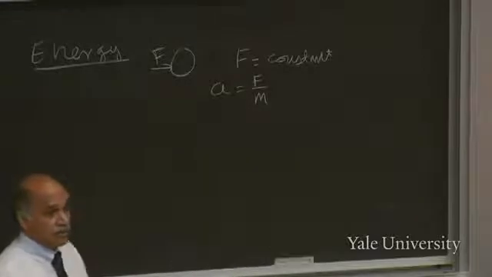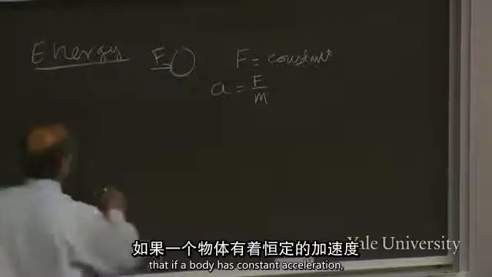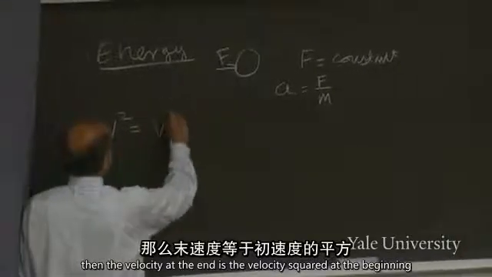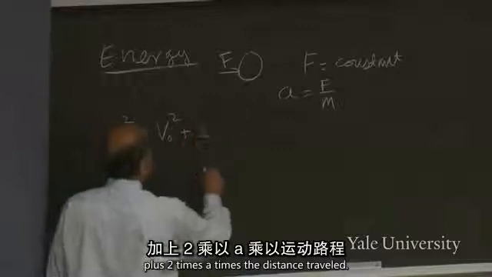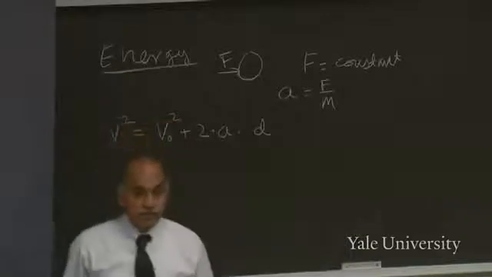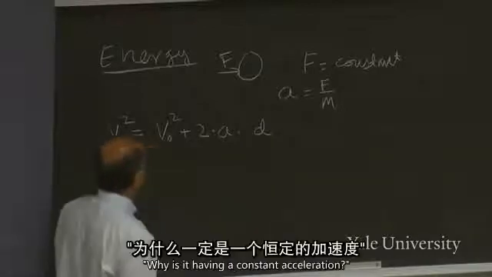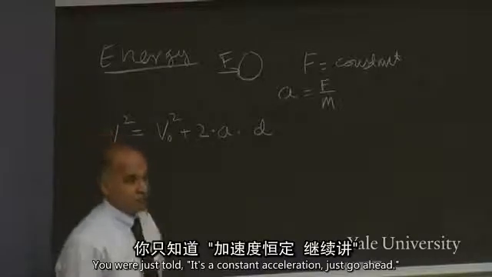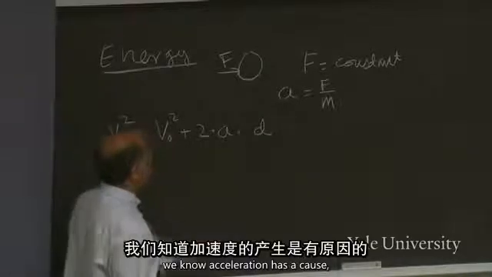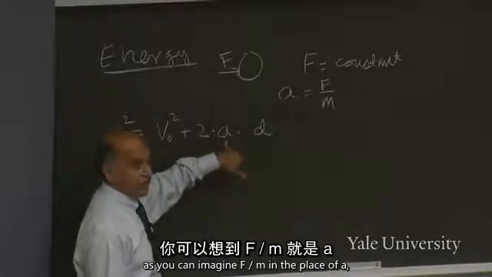That's a constant acceleration. So let's go back to lecture number 1. In lecture number 1, we learned that if a body has constant acceleration, then the velocity squared at the end is the velocity squared in the beginning plus 2 times a times the distance traveled. This is what we learned long back. This is just kinematics. In those days, we didn't ask, why is it having a constant acceleration? You were just told. It's a constant acceleration, just go ahead. Now that we learned dynamics, we know acceleration has a cause, namely a certain force. So I'm going to write here, as you can imagine, F over m in the place of a.